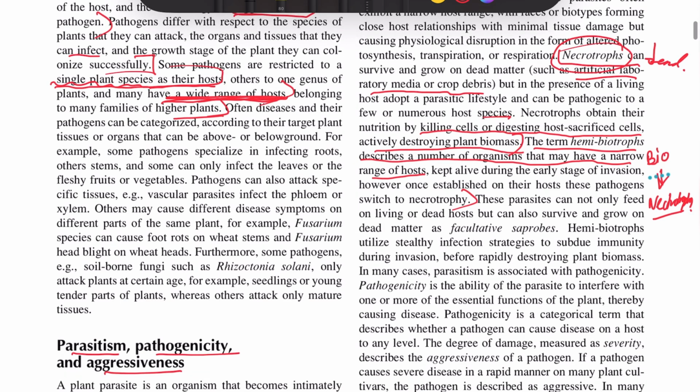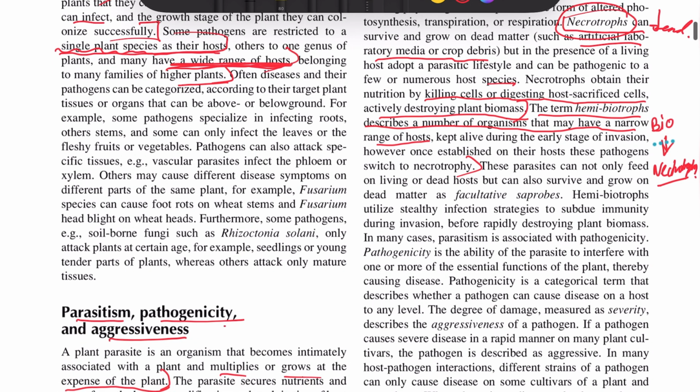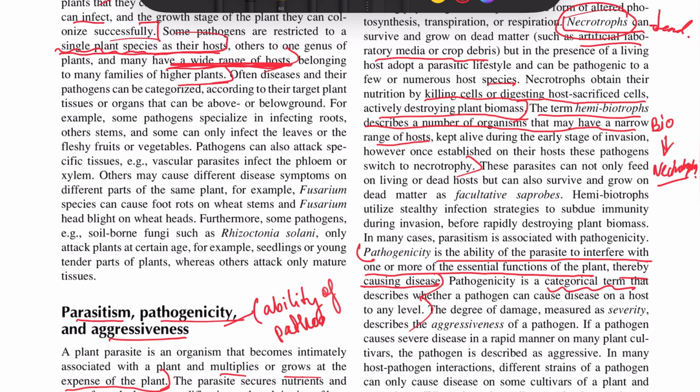The next term that we see here is pathogenicity. Pathogenicity is the ability of the parasite to interfere with one or more of the essential functions of the plant, thereby causing disease. Pathogenicity is a categorical term that describes whether a pathogen can cause disease on a host to any level. Simply, pathogenicity is the ability of a pathogen to cause disease.